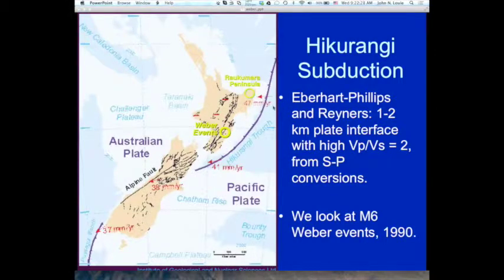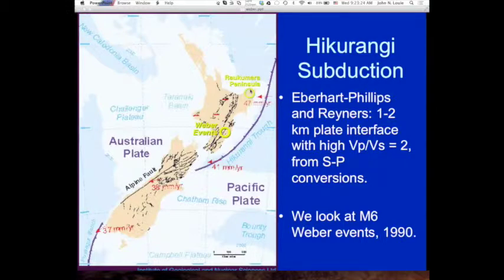So my colleague Donna Eberhart-Phillips, we've got to get her up here for a seminar sometime. She's moved from Otago University and GNS back to UC Davis, so she has a huge background and much previous work, basically getting tomographic velocity models up and down Zealandia and many other places. Her work with Martin Reyners shows, throughout the Hikurangi subduction zone, about a 1 to 2 kilometer thick plate interface that has a high ratio of VP over VS and produces S-to-P conversions from events, due to plate bending, that are down below the plate interface.